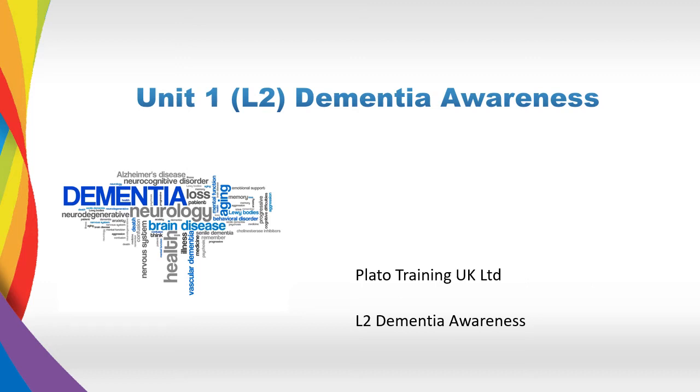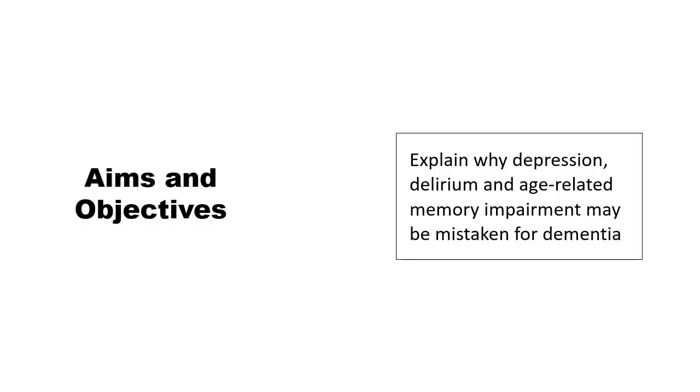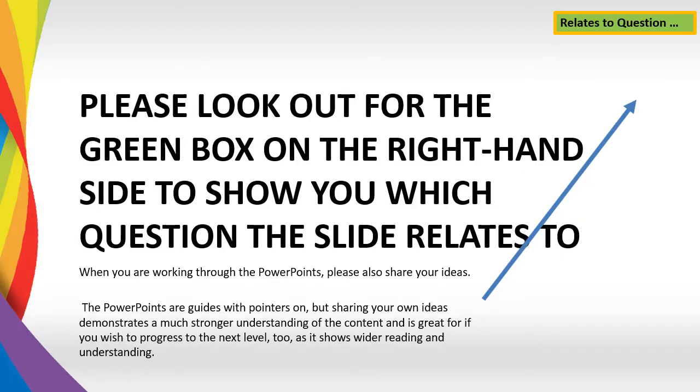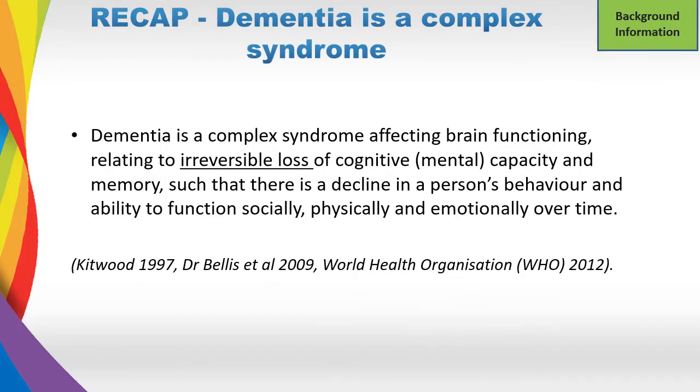So for this session we're continuing to look at Unit 1, Dementia Awareness. Your aims and objectives for today are to explain why depression, delirium and age-related memory impairment could be mistaken for dementia.